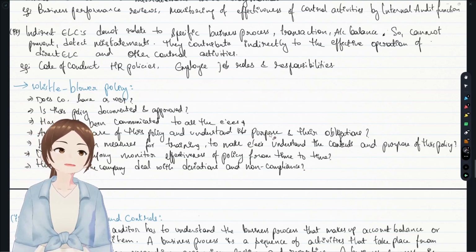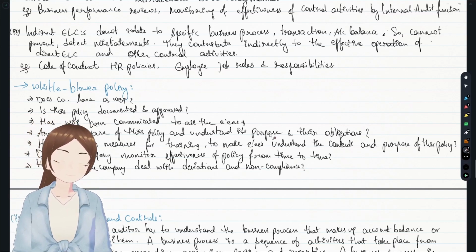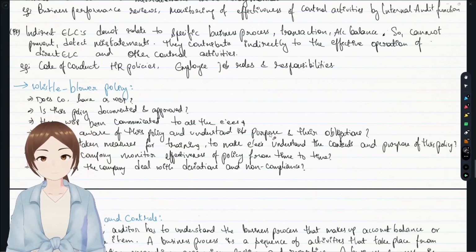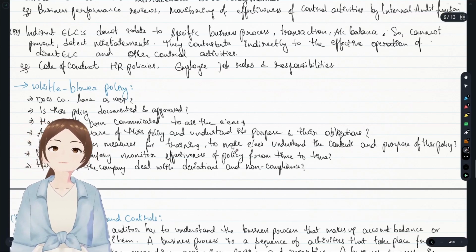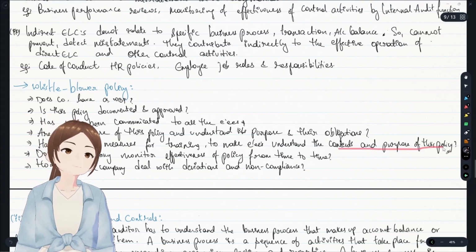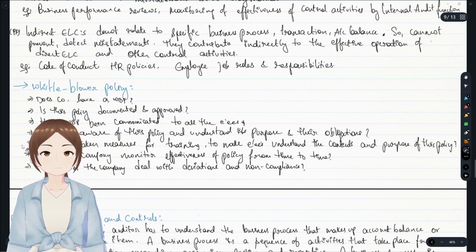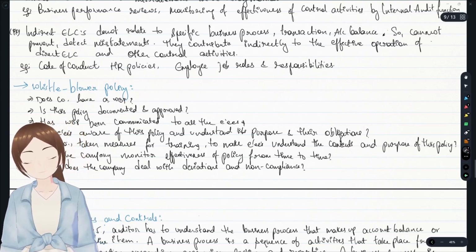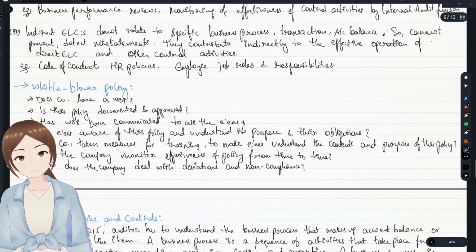It's not enough that a whistleblower policy is there; how do you apply it? By knowing its purpose and its obligation towards the employees. Has the company taken measures for training the employees to understand the contents and purpose of this? Were the employees aware? And what are all the steps taken by the company to make its employees understand?